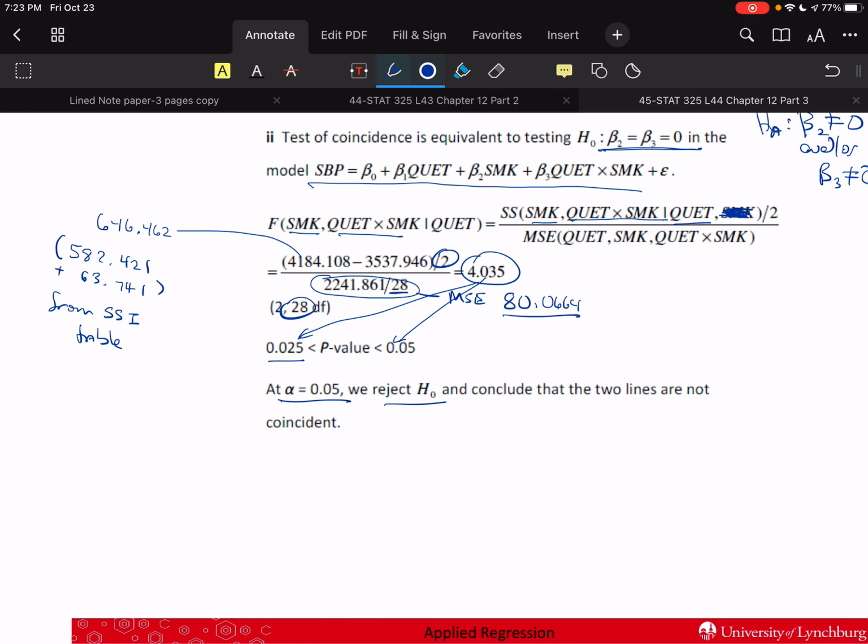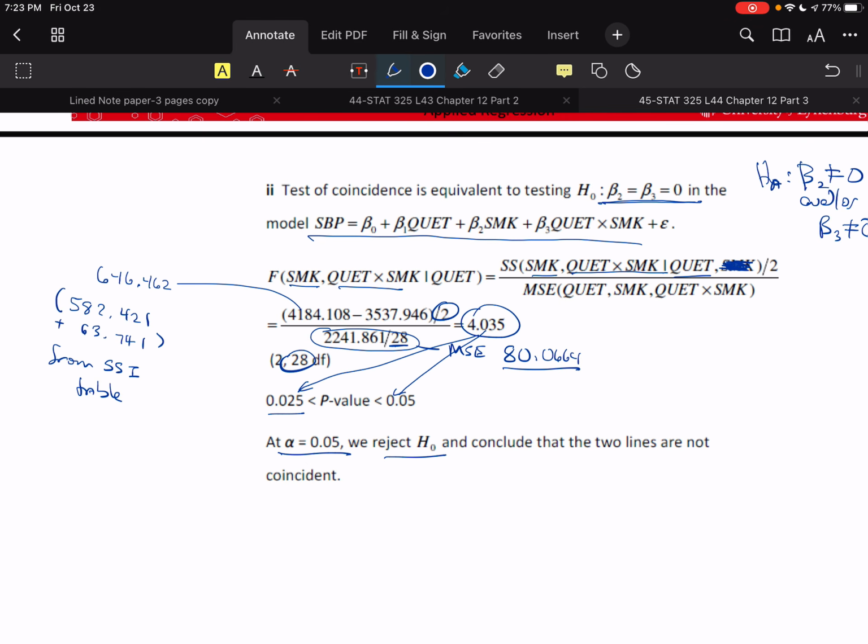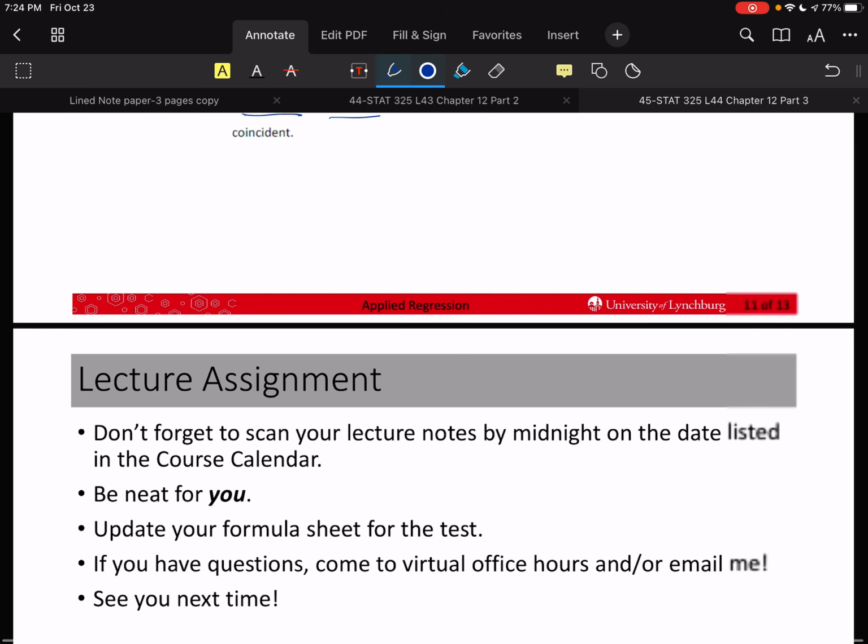So there does exist sufficient evidence to support the claim that either beta 2 or beta 3 are not equal to 0 at a 95% confidence level, tested with a simple random sample of size n equals 29. All right.